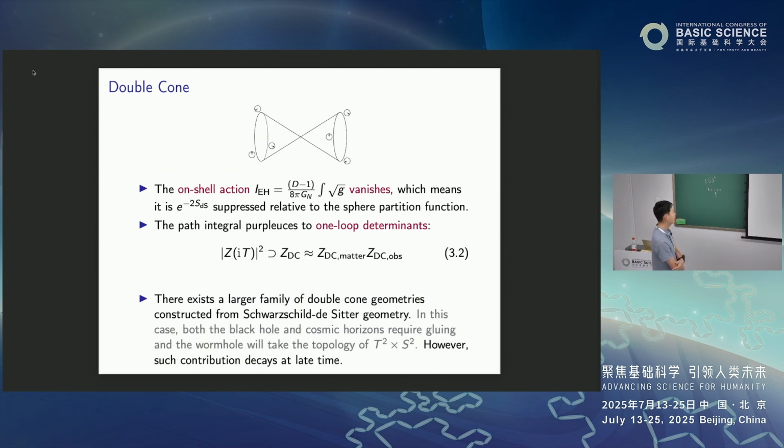A third comment is that there exists a larger family of double cone geometry in de Sitter space. Namely, you can consider Schwarzschild de Sitter geometry, which also contains a Killing vector. You can take a quotient. Now, this geometry has a topology of T2 cross S2, where S2 is the transverse direction. However, we think such contribution will decay at a late time.